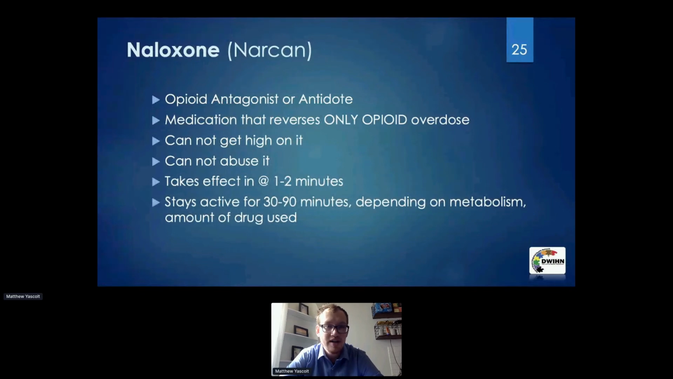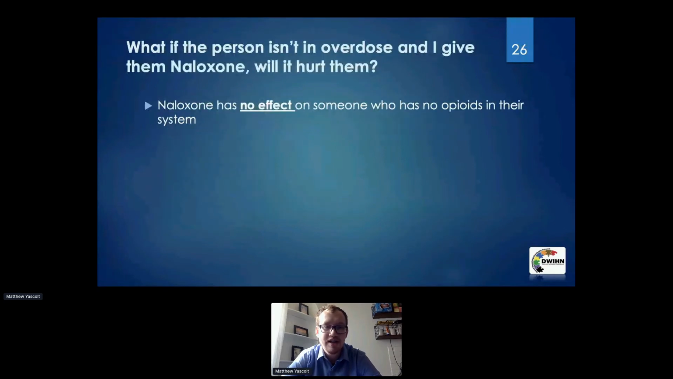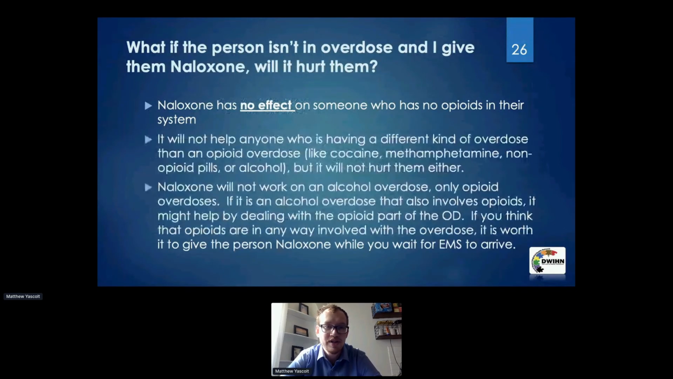So Narcan is an opioid antidote or antagonist. As we said, it reverses only opiate overdoses. It's not going to work on alcohol. It's not going to work on benzodiazepine, which looks a lot like alcohol overdose. You can't get high on Narcan. You can't abuse Narcan. It takes effect in about 1 to 2 minutes and stays active for 30 to 90 minutes. Just to reiterate, it has no effect on someone who has no opioids in their system.